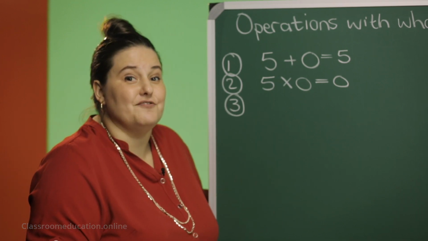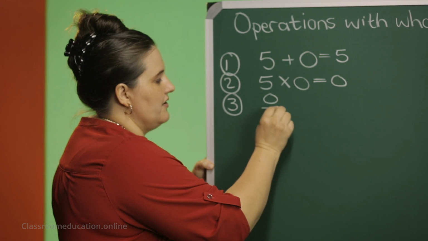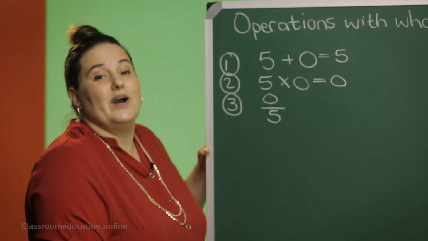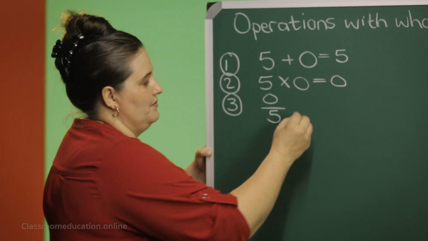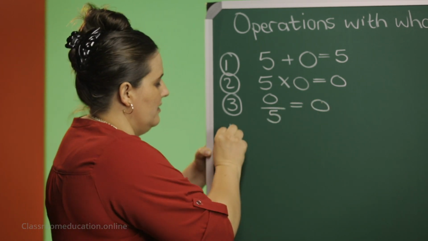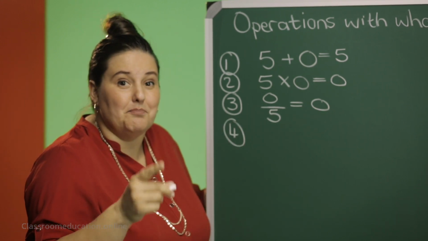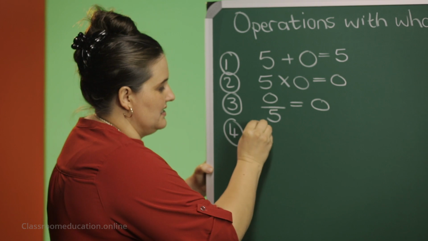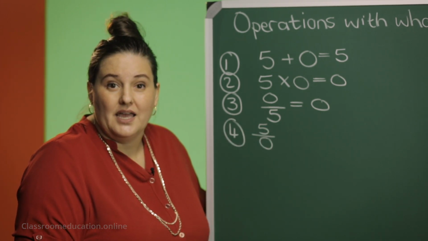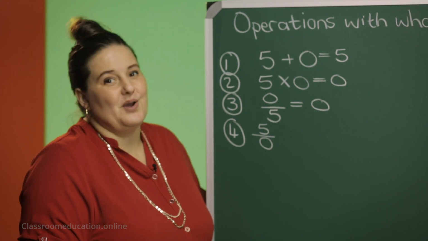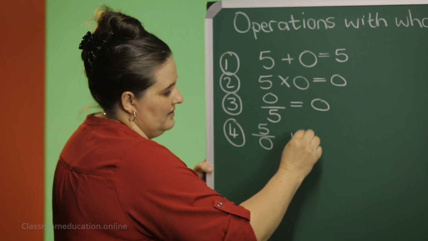If I divide 0 by any number, for instance, 0 divided by 5, what will the answer be? 0. But if I divide any number by a 0, for instance, 5 divided by 0, what will the answer be? 0? No, this answer is undefined.